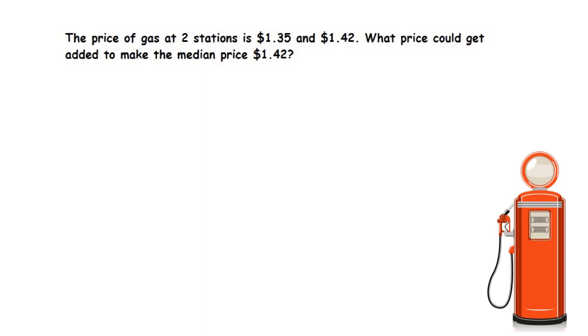Question number 2. The price of gas at 2 stations is $1.35 and $1.42. What price could get added to make the median price 142? Well, we only have 2 numbers right now, so it's pretty easy to put those in order. 135 and 142. Now here's what our goal is. Our goal is to keep this one right here in the middle.